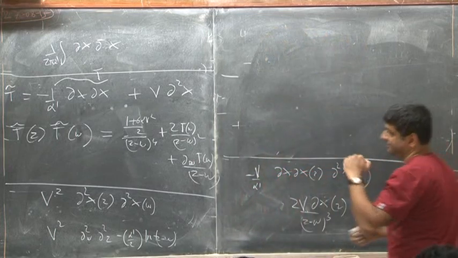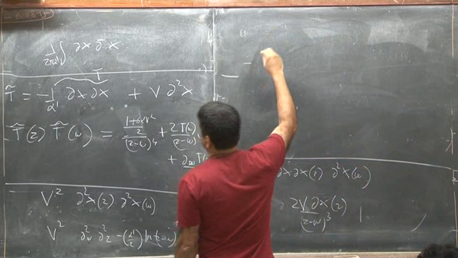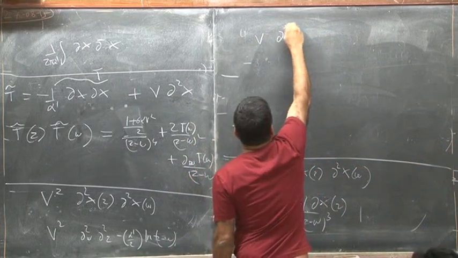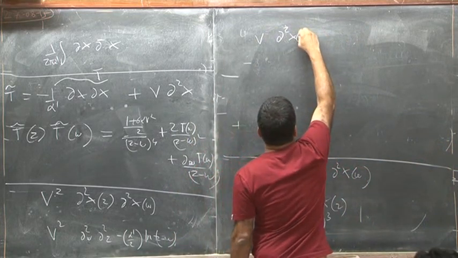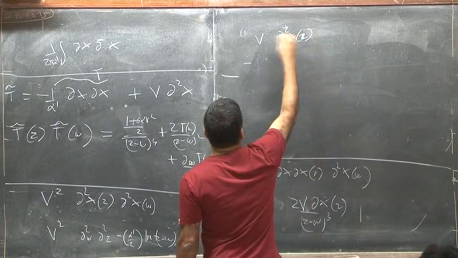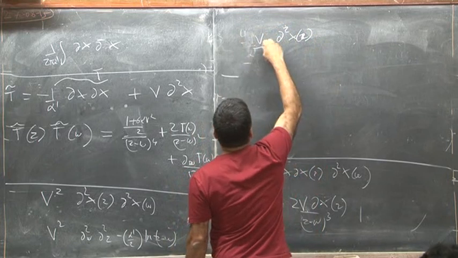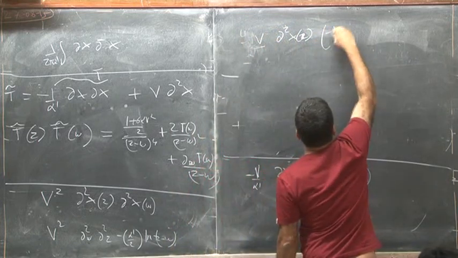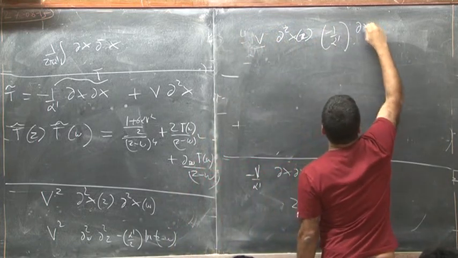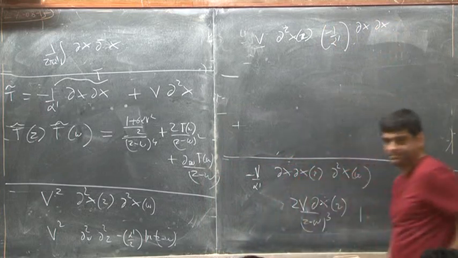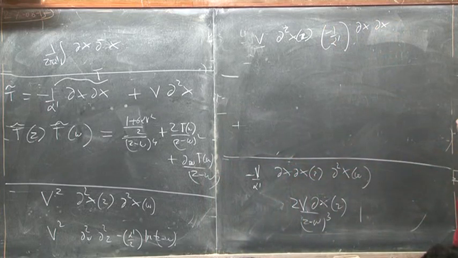The other term was what? It was V L squared X and W at Z minus 1 by alpha prime. Okay, I'll write that. Minus 1 by alpha prime. Del X, del X, both are W. Okay?